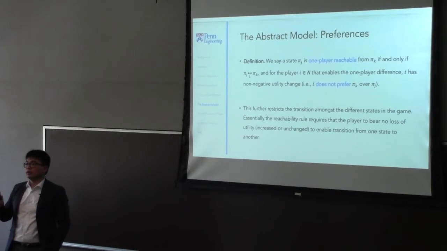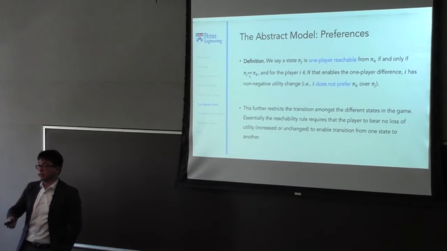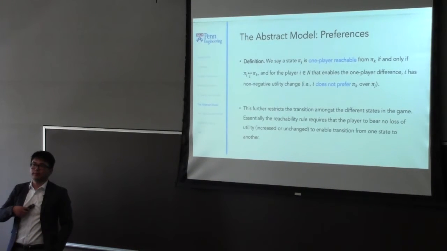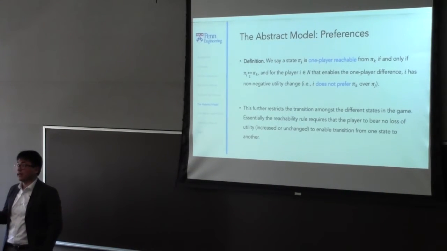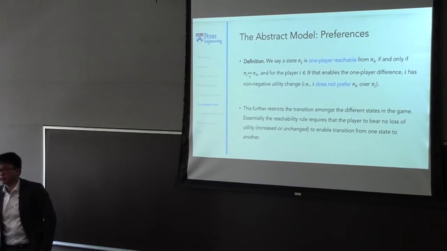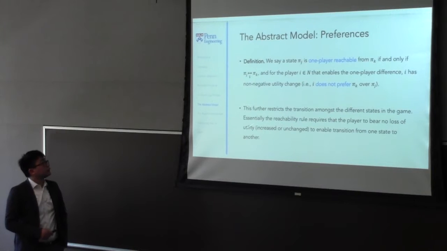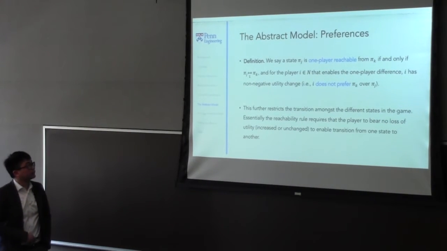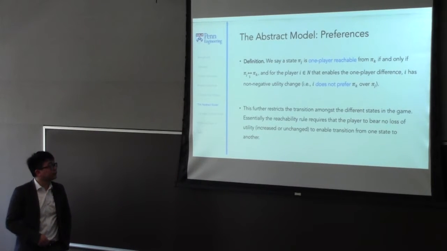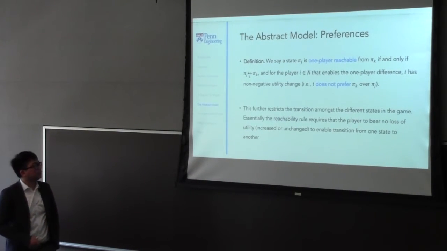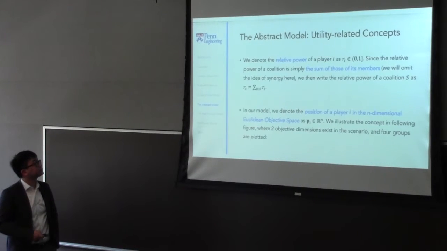So if I'm the person that can enable us to go from this state to another, but I'm not receiving a positive payoff, why would I do that? So that means the two states, even if they're only one player different, they're not reachable. That further restricts the transition amongst the different states in the game. Essentially, reachability requires that the player has to bear no loss of utility. It has to be either increased or unchanged to enable transition from one state to another.